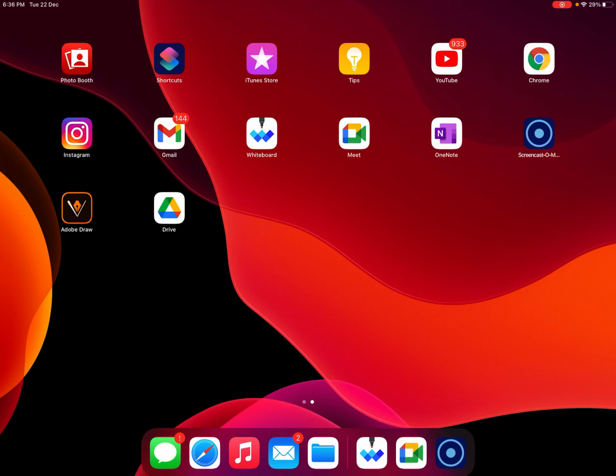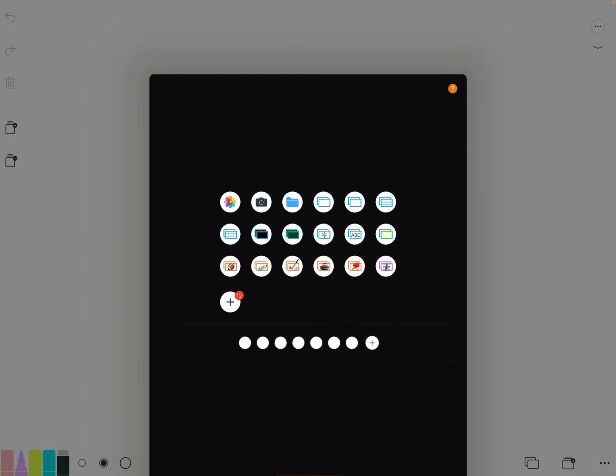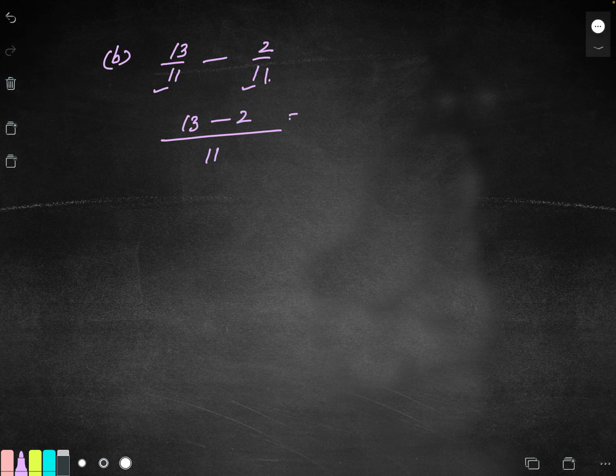So the B part. We have 13 upon 11 minus 2 upon 11. So this is a like fraction, right? So we will do it directly. Don't keep on multiplying. You get 11 upon 11. You divide it by 11 upon 11, you get 1.